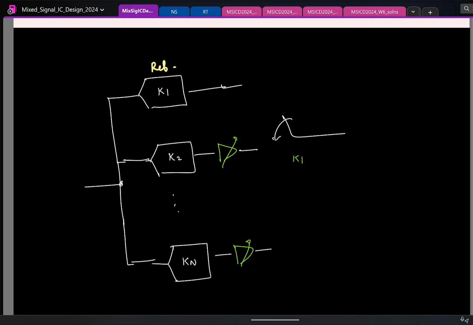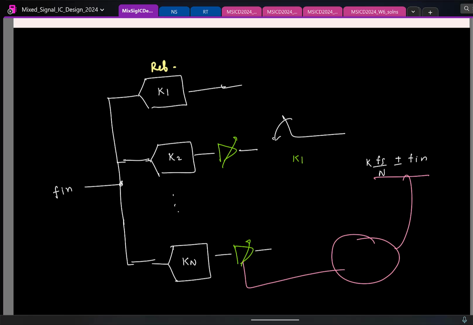Always think: you are doing all this business for what? I started this entire thing because of the mismatch. If I fed in a tone at Fin, I saw all the interleaving images at k·Fs/N plus or minus Fin. So one brute force way is to check the strength of this, and have an optimization engine that goes and changes this. This is how we'll have to optimize.